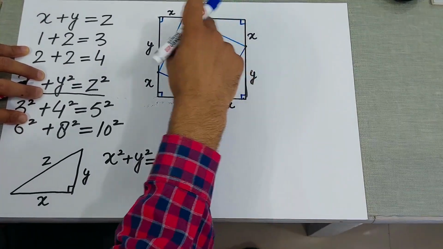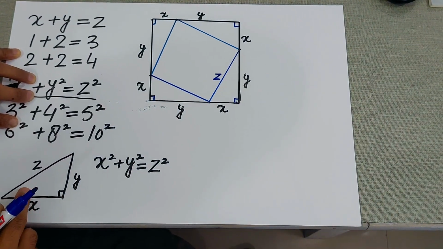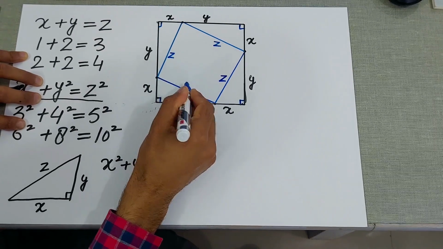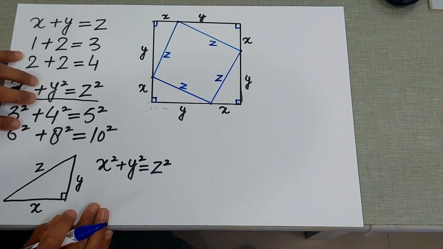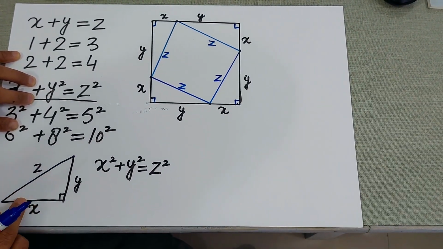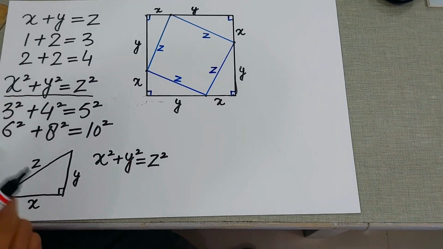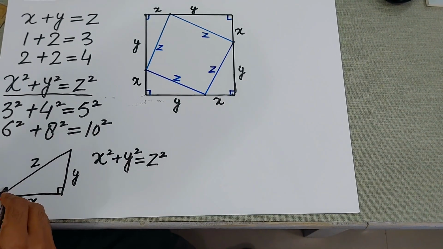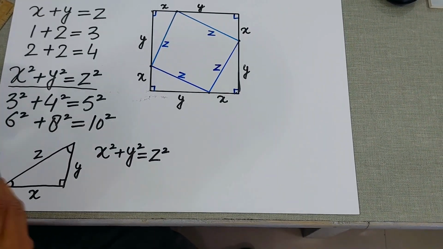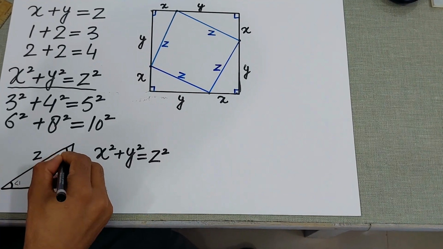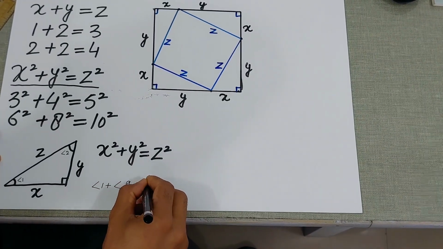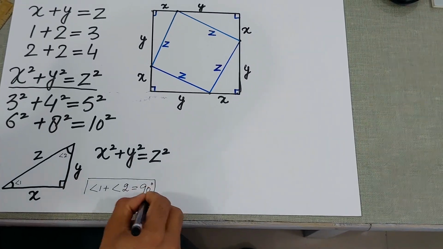Since all these four right angle triangles are congruent to this original triangle, therefore this length is also going to be equal to z, this is also z, and this one also z. Now we know that the sum of all the three angles of a triangle is 180 degrees. Since this is 90 degrees, therefore this angle plus this angle is equal to 90 degrees. If I mark this angle as angle 1 and this angle as angle 2, then angle 1 plus angle 2 is equal to 90 degrees.